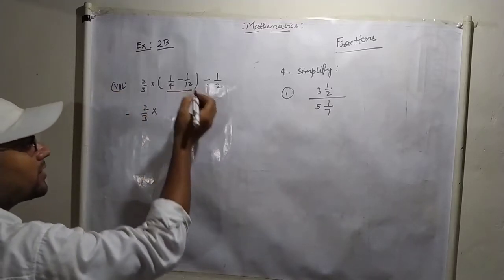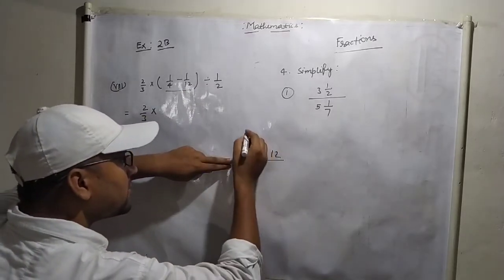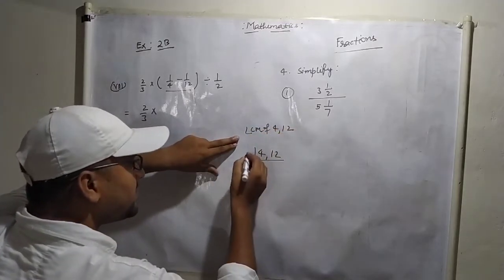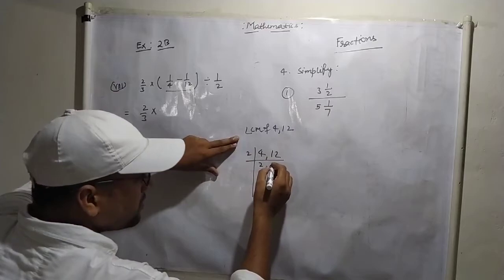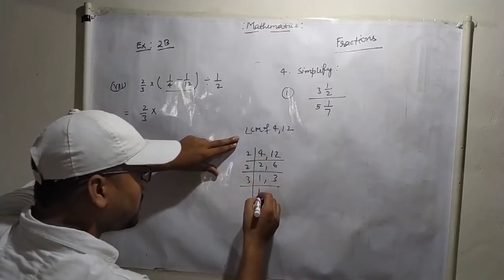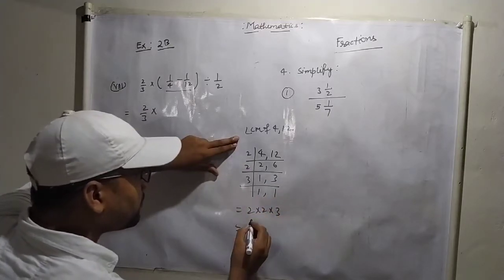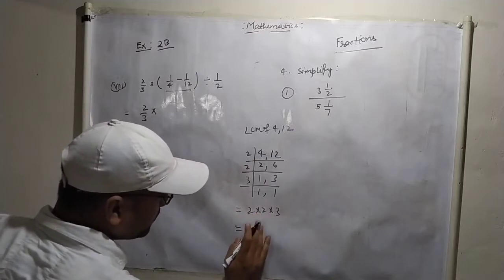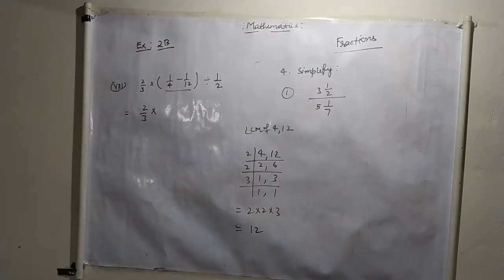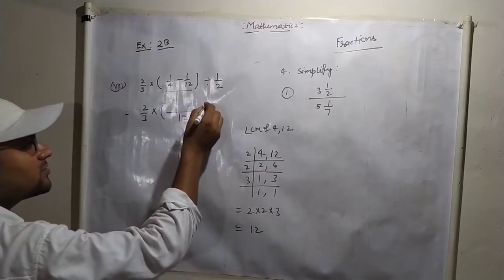Take the LCM of 4 and 12. Taking the LCM of 4 and 12. Very easy. Start with 2. 2 2s are 4, 2 6s are 12. Then again 1 3. Then 3 1 1. So what is the LCM of 4 and 12? That one is 2 2s are 4, 4 3s are 12. You get that LCM 12. Students, so it is very easy. So your equivalent denominator, you will get it 12.